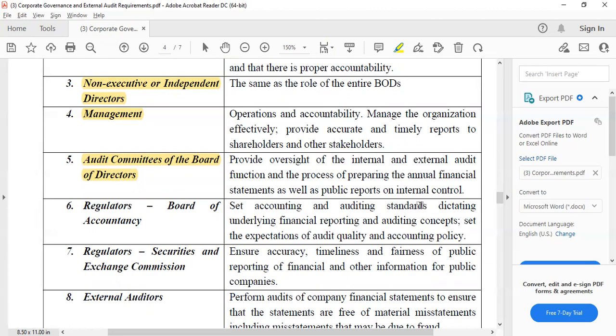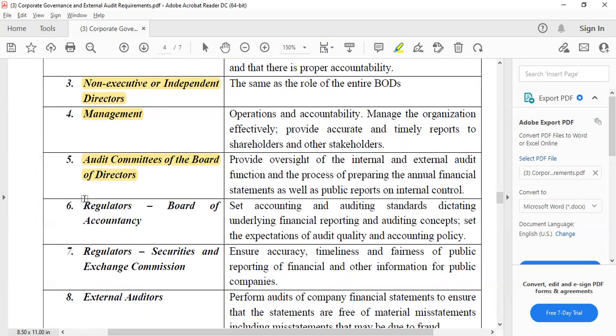The audit committees report to the board of directors. They do not report to the management. So audit committees should be independent from management. Audit committee will report to the board of directors and not management. Okay.